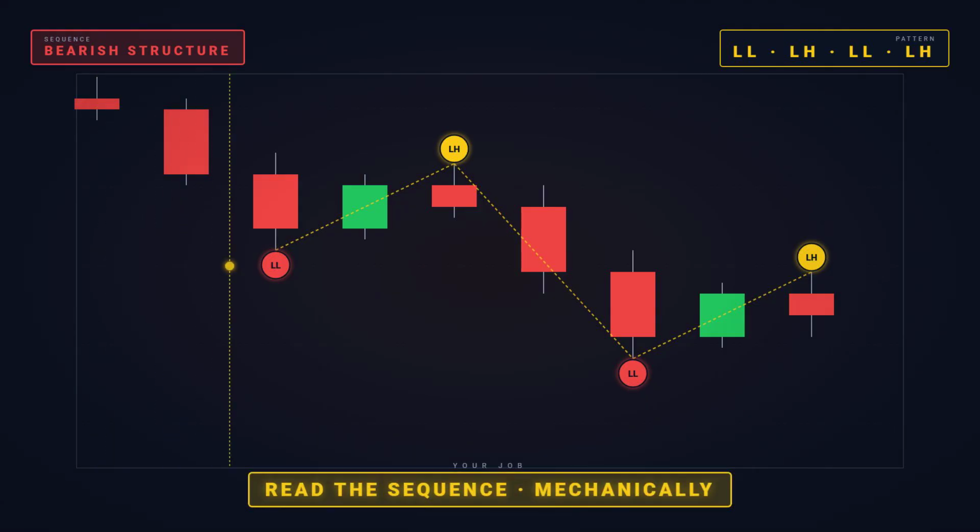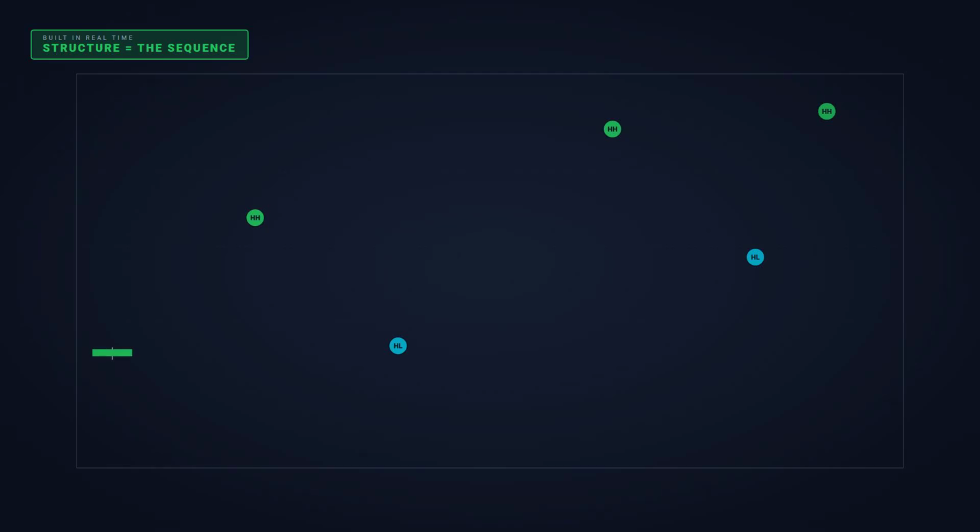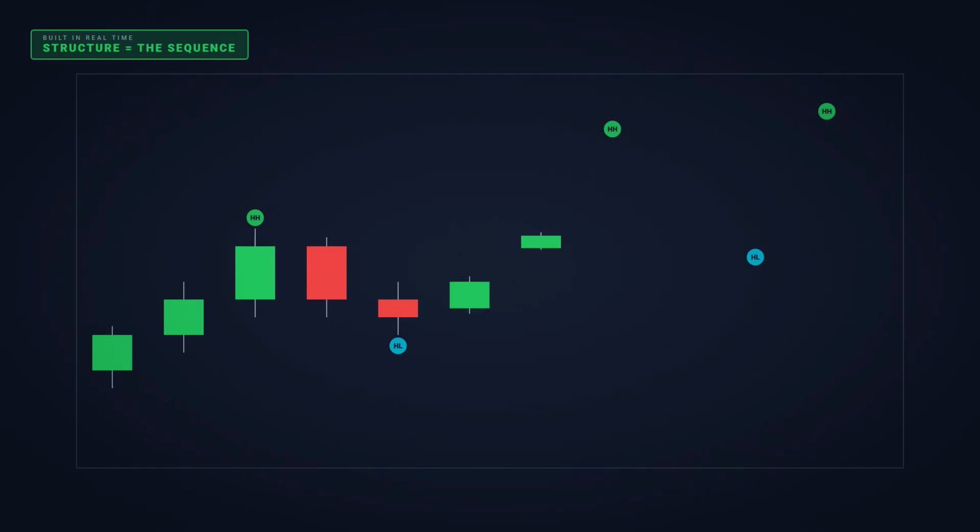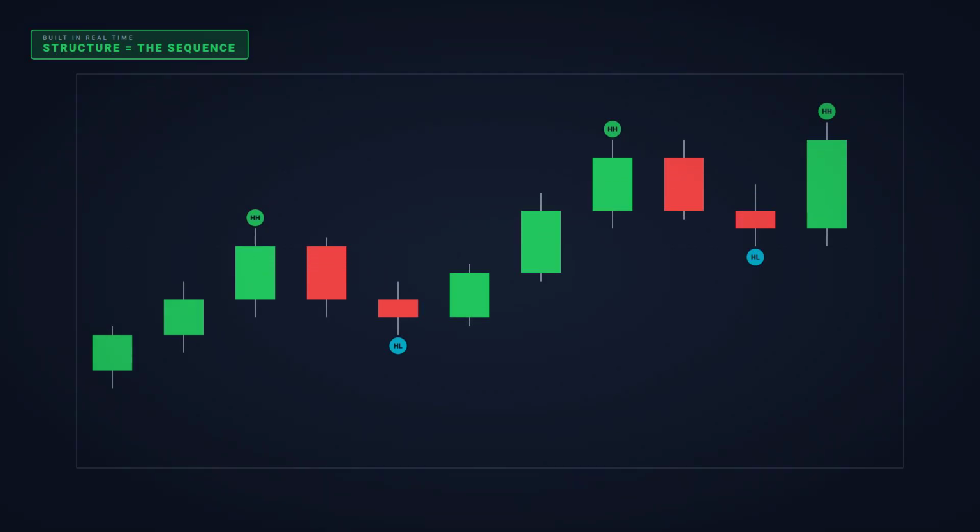Every time you see a swing high followed by a swing low that is higher than the previous swing low, that is bullish structure being built in real time. Price is doing one thing and one thing only. It is telling you the sequence. Your only job at this stage is to read it without adding opinion.